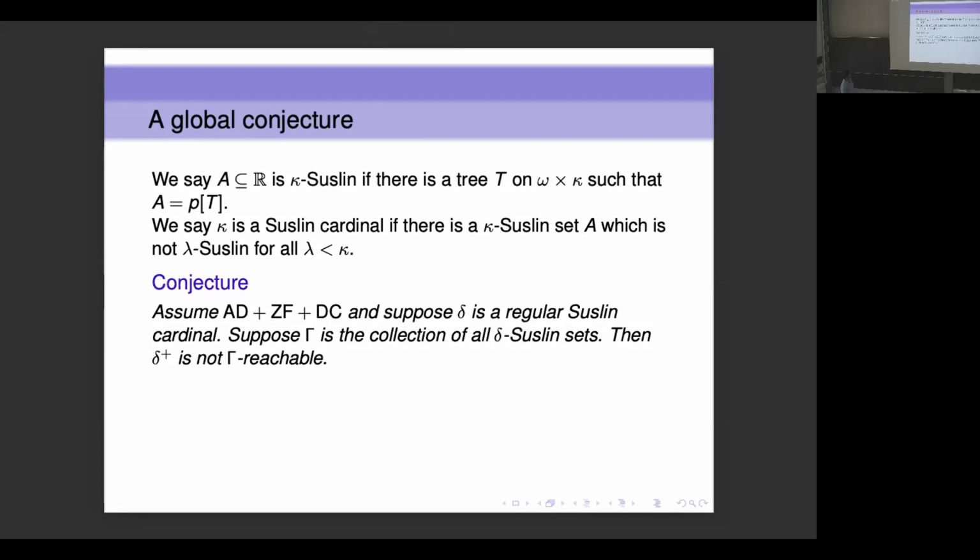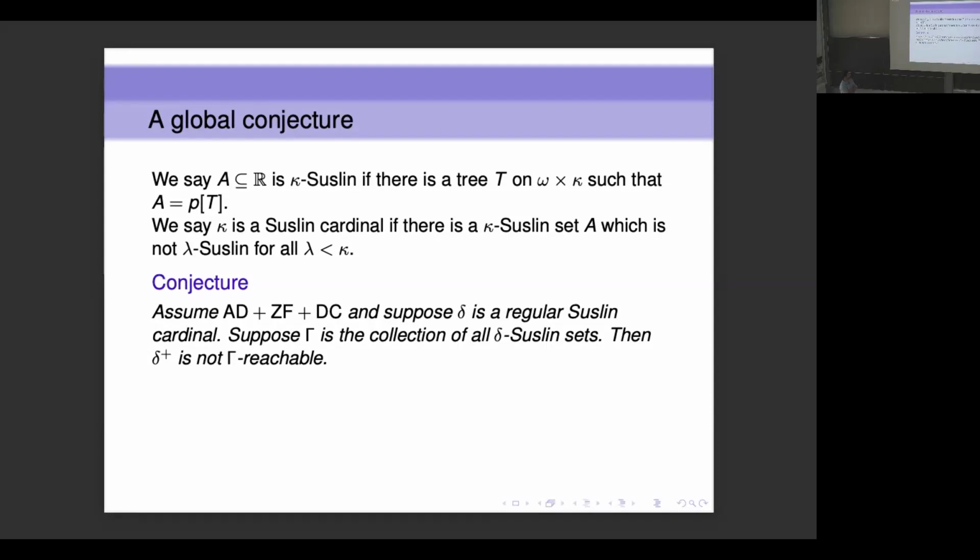What is a Suslin cardinal? You have a set of reals. It's kappa-Suslin. Sandra already defined that. If you can find a tree on finite sequences from omega times kappa, closed under initial segments, and then A is the projection of the tree. Yeah. And then you say the cardinal is kappa-Suslin if some set is kappa-Suslin, but it's not lambda-Suslin for any lambda less than kappa.